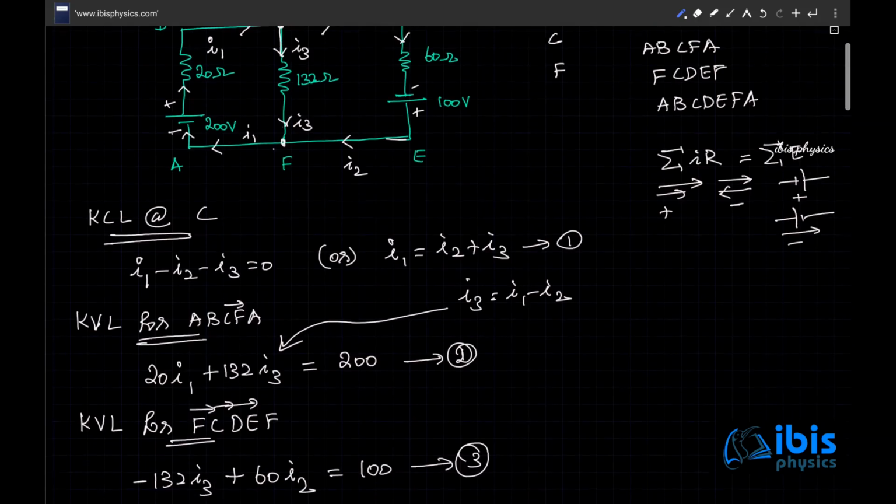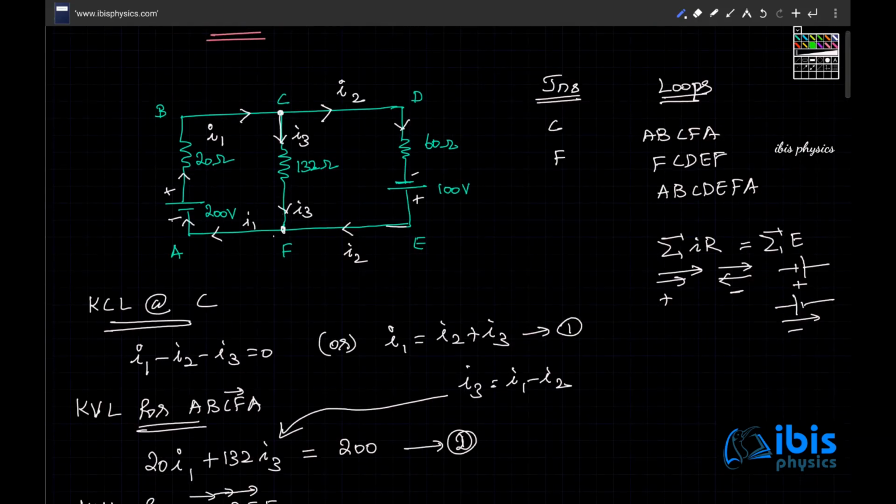So we know that I1 is actually 4.38, and I2 we have found out is 3.54. Now I3 is equal to I1 minus I2. 4.38 minus 3.54, if you subtract it, it is 0.84. Like that you can calculate the current.